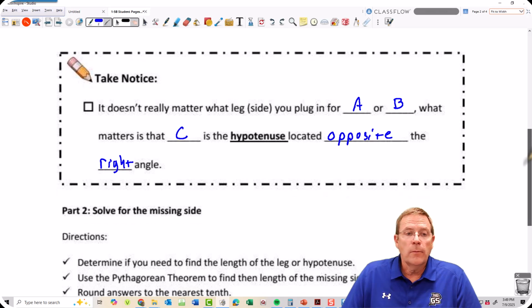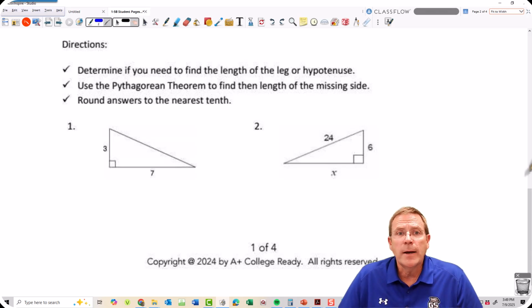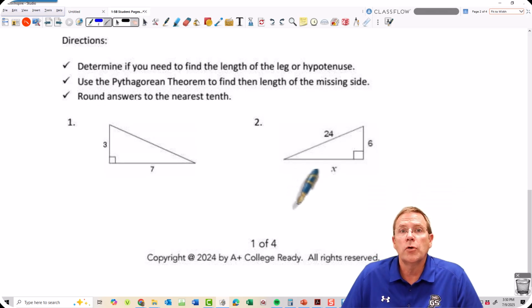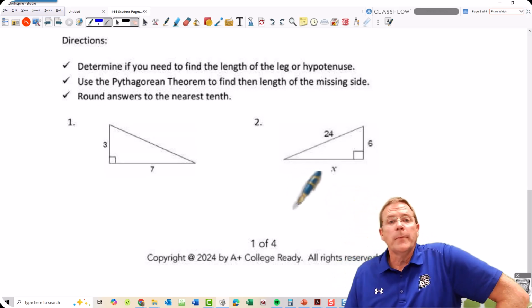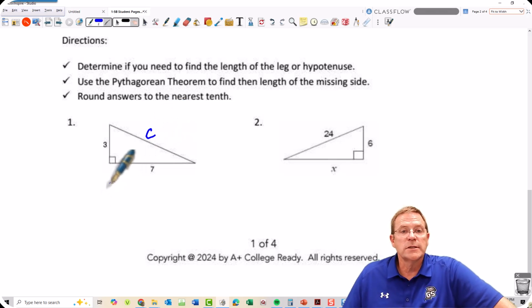Scrolling down from there, we're going to determine if you need to find the length of a leg or a hypotenuse. And then from there, we're going to use the Pythagorean theorem to find the length of the missing side. And finally, we're going to round our answers to the nearest tenth. Now, we're going to work number 1 and number 3 together, and you're going to work number 2 and number 4 on your own. Now, for this one, we're going to be looking for the hypotenuse, which is side C.